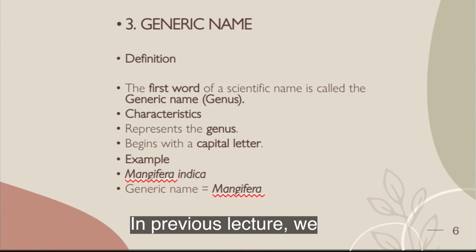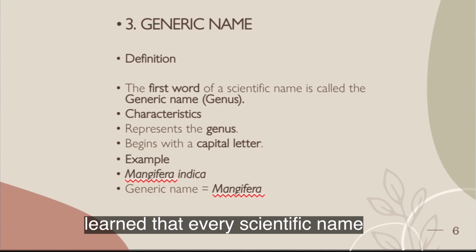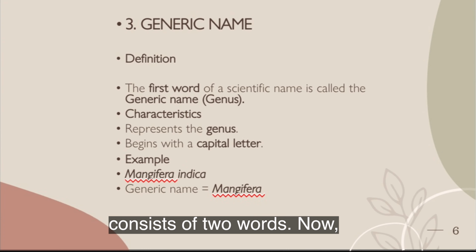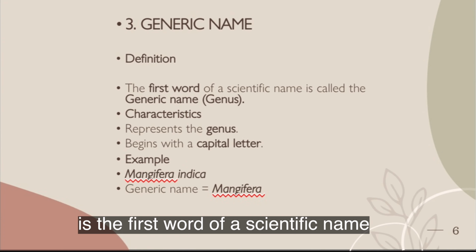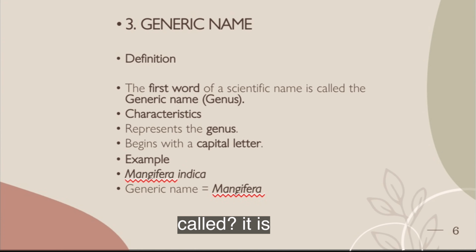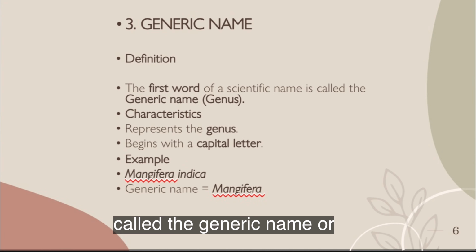In the previous lecture, we learned that every scientific name consists of two words. Now let me ask you a question. What is the first word of a scientific name called? It is called the generic name, or genus.